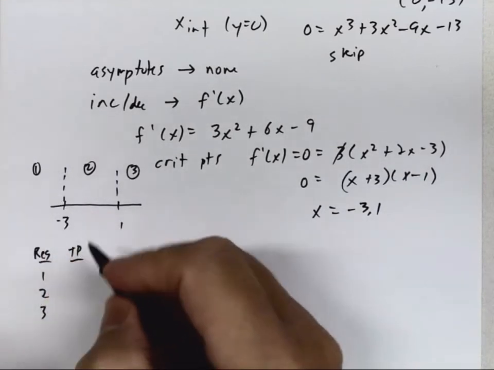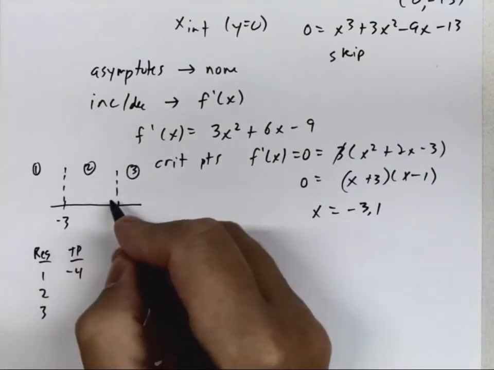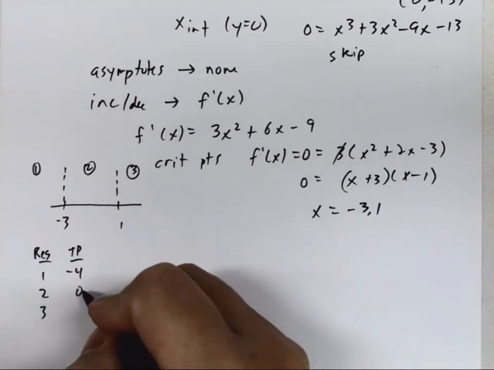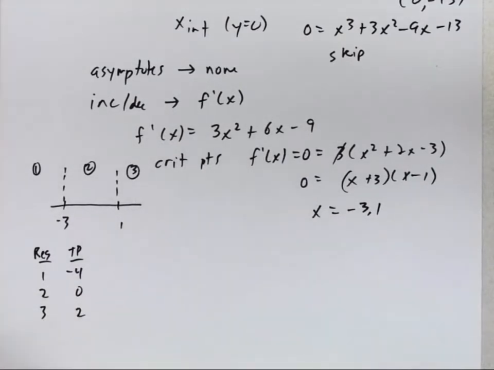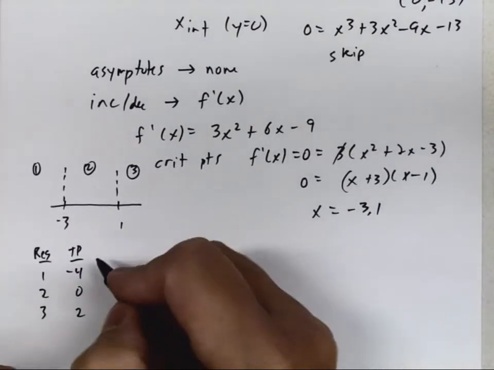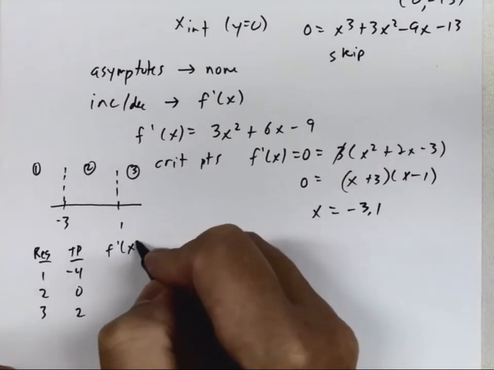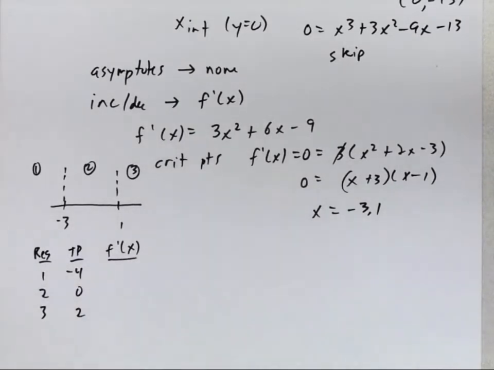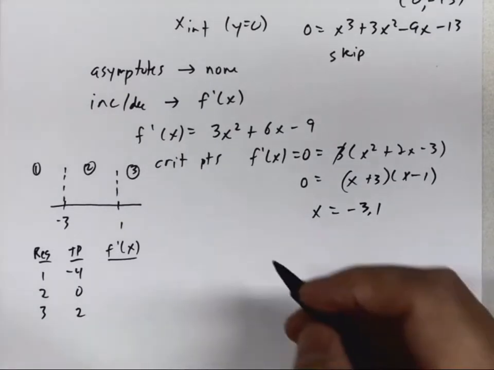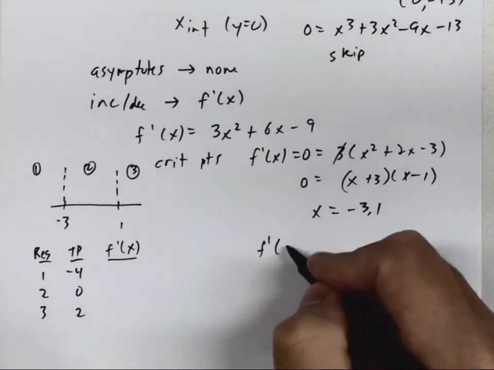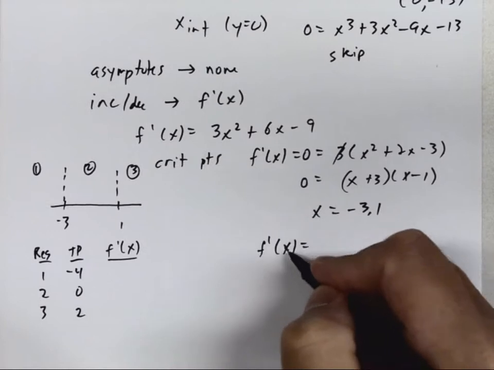Test point for region 1, how about -4? For region 2, how about 0? For region 3, how about 2? What I'm going to do is, for each value of x, calculate the sign of the first derivative. So let me write it over here just so it's clear, the math.